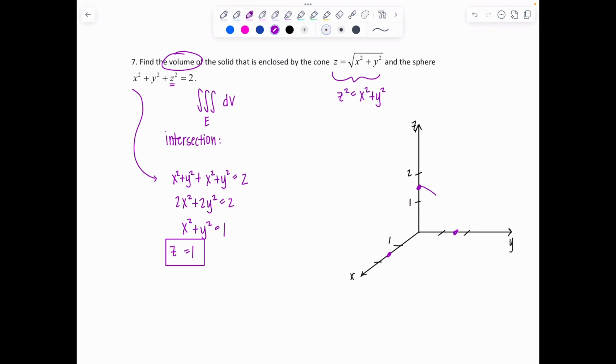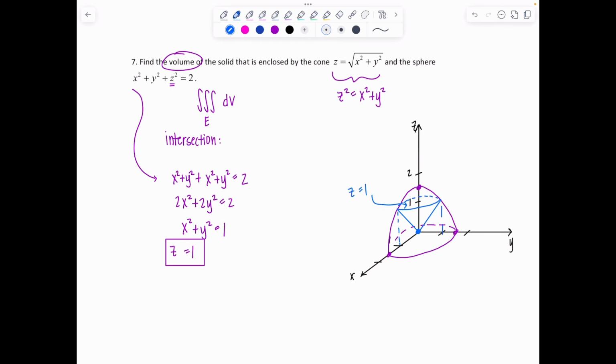Here's the sphere, radius root 2. And then I've got this cone. It's opening upward. It's going to intersect the sphere. Boom. It intersects the sphere. It makes a circle, radius 1. Hopefully you can see. Yep, that's radius 1. And that intersection happens at z equals 1.